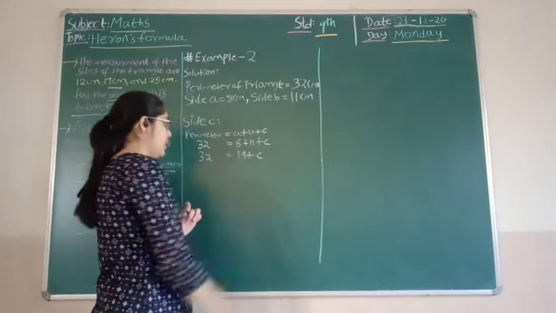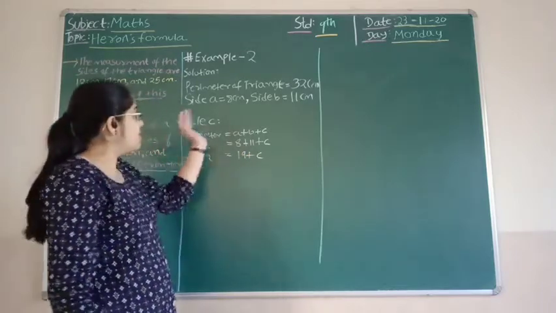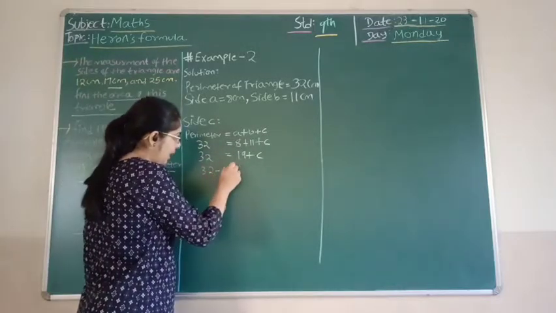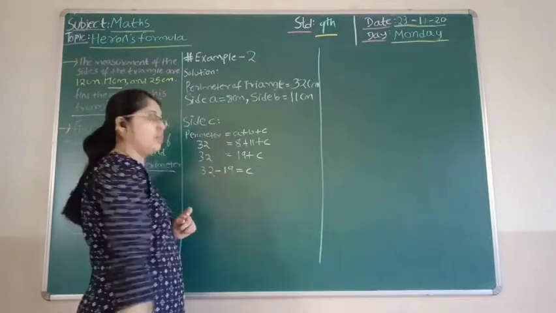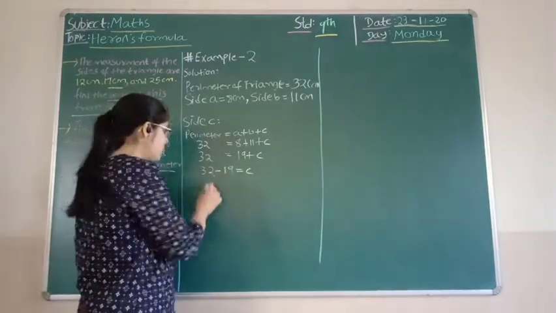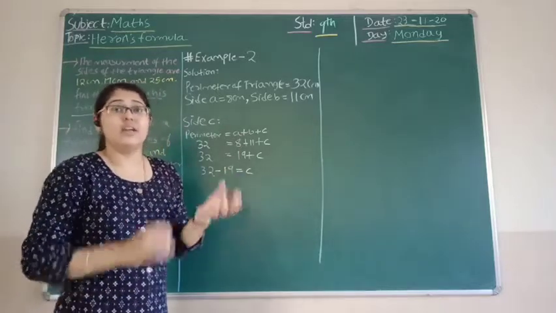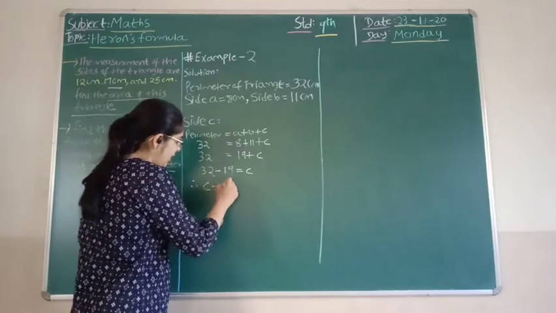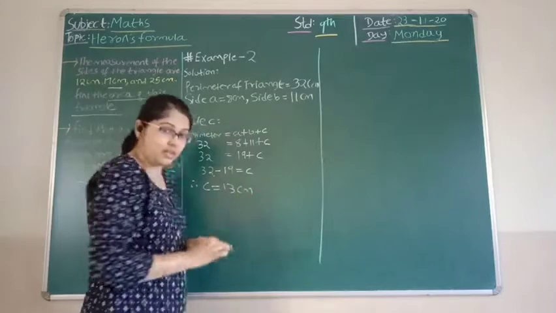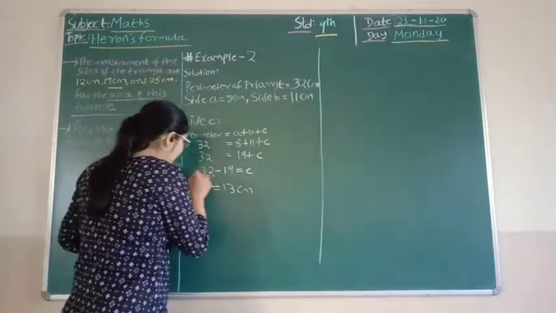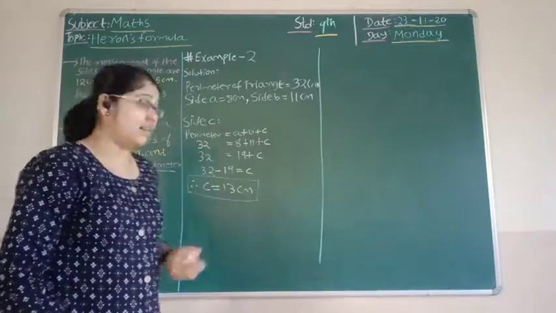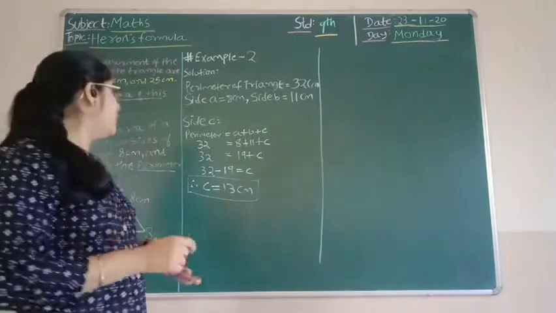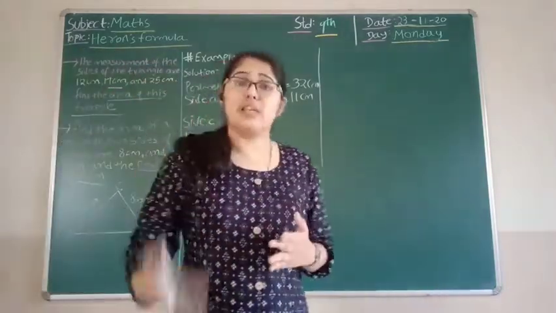Now remember, we are finding the third side which is C. So I am writing here 32 minus 19 is nothing but equal to C. So 32 minus 19 is equal to 13. So I can say that C is equal to 13 centimeter. With this, students, I am getting the third side, that is C equals 13 centimeter. So as I told you, the very first thing to find is the third side, and then the semi-perimeter. So this is how we are able to find the third side.